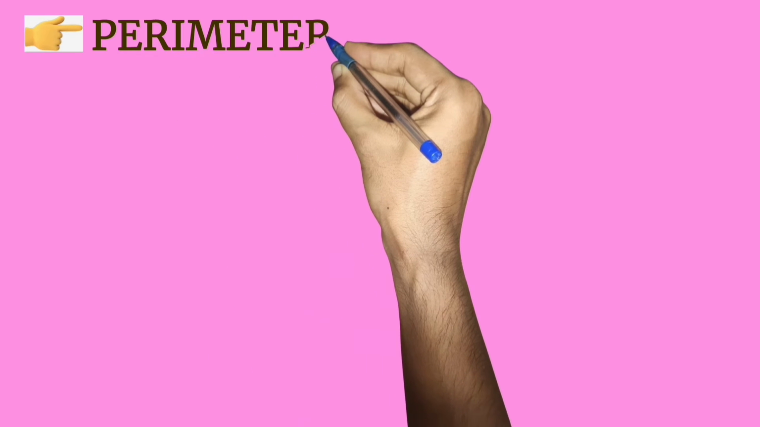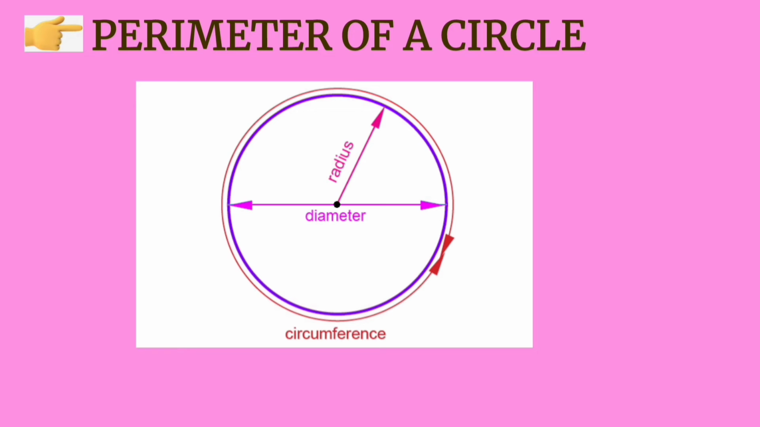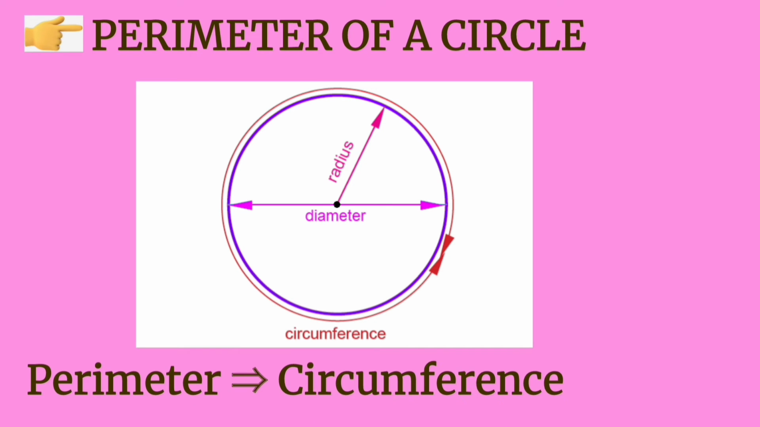A line that cuts the circle into two halves is known as its diameter. A line that extends from the center of the circle to any point of the circle is its radius. The radius is half of the diameter. Note that the perimeter of a circle is also the circumference of the circle. This is the distance around the circle. The formula for calculating the perimeter of a circle is 2 pi r.